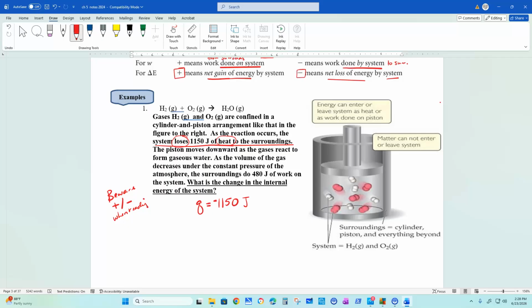When this piston moves downward as the gases react to form water, as the volume of the gas decreases under constant pressure, and this constant pressure is going to mean something when we get to the next video, the surroundings do 480 joules of work. Now I know my work, but is it positive or negative? The surroundings do 480 joules of work on the system, which means my work is positive. You don't have to put the positive, but I like to put it so I can keep track.